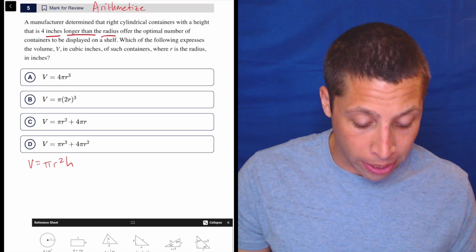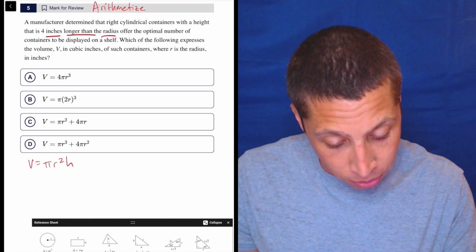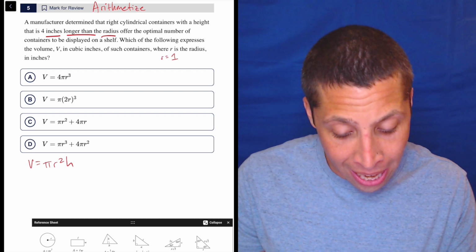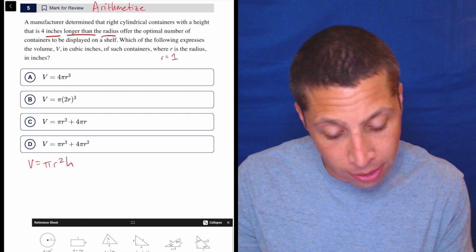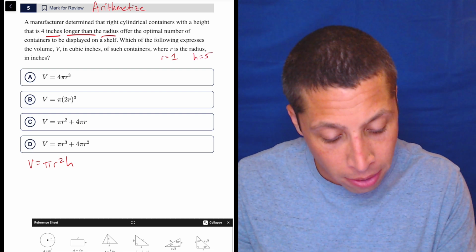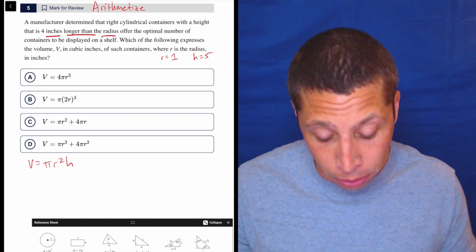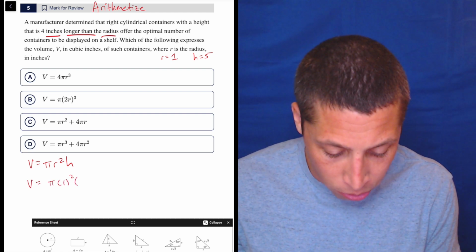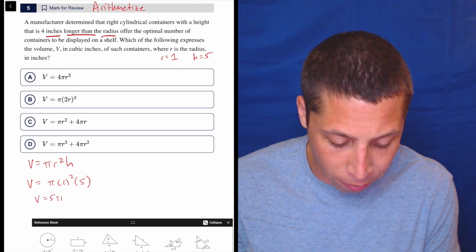Well, what should we do with the radius? Should we make it 1? Let's see. Why not, right? Let's see how that goes. So if the radius is 1, then a height that is 4 inches longer than the radius, so then my height is going to be 5, right? 1 plus 4, easy to do. So that means my volume is going to be pi times 1 squared times 5, so that's 5 pi.